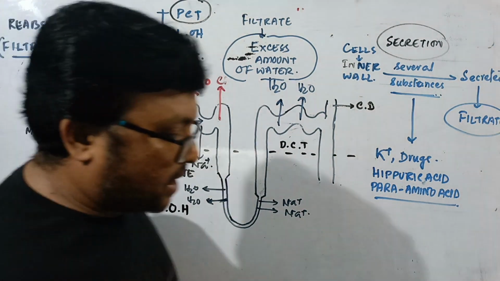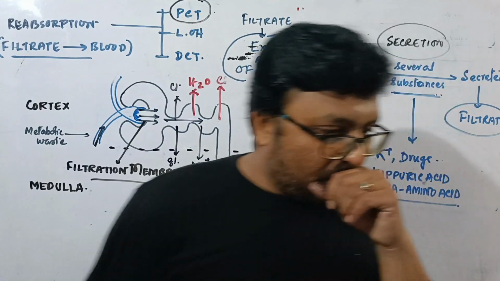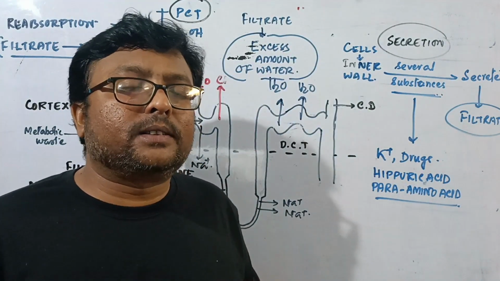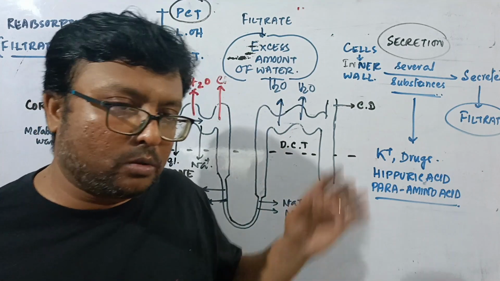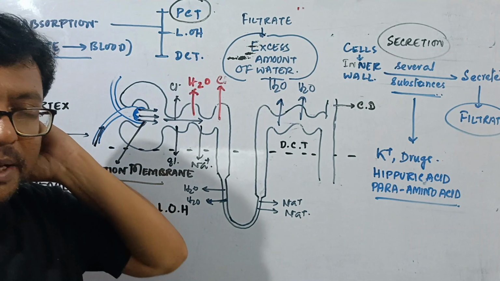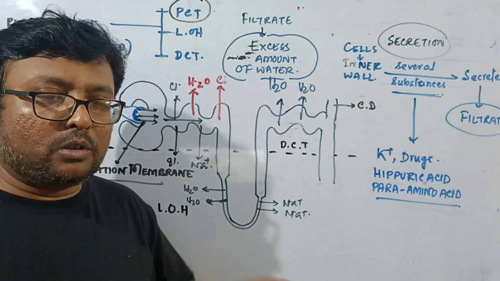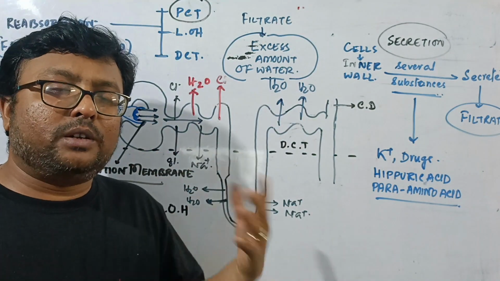So next, we'll try to discuss how kidney function is generally regulated. So this is all about the mechanism of formation of urine. So this is how urine formation generally occurs.